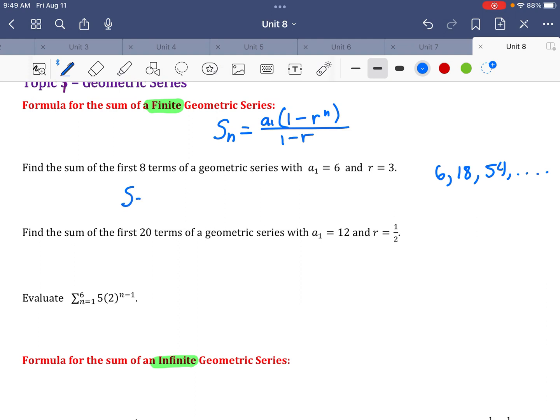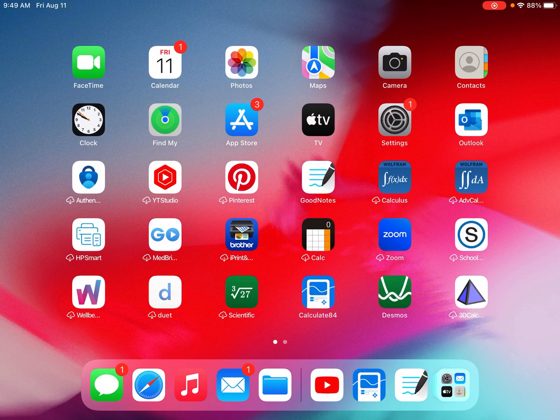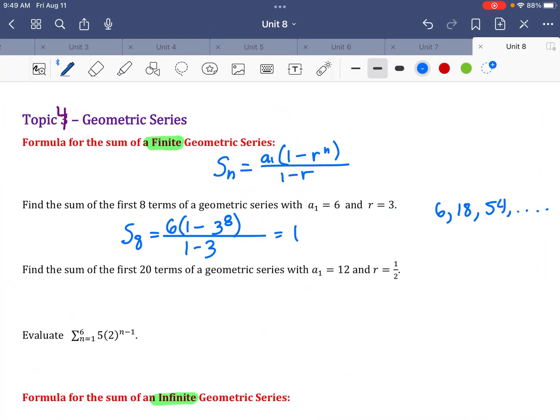So I'm doing the sum of 8 things. Big fraction, first thing is 6. I have 1 minus, my r value is 3, taking that to the 8th power. And then the bottom, 1 minus 3. The only thing I can really do myself here is 1 minus 3 is negative 2, but let's go ahead and use the calculator. Make yourself a fraction: 6, 1 minus 3 to the 8th, and 1 minus 3 is negative 2. All right, and there it is, 19,680. Just what I was expecting.